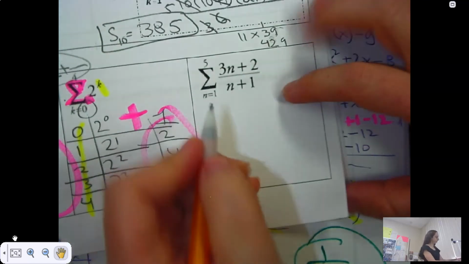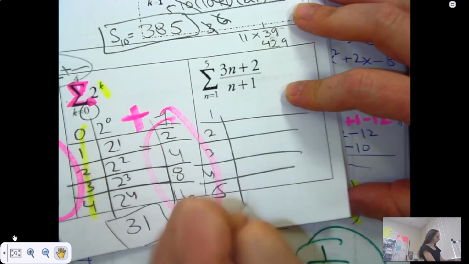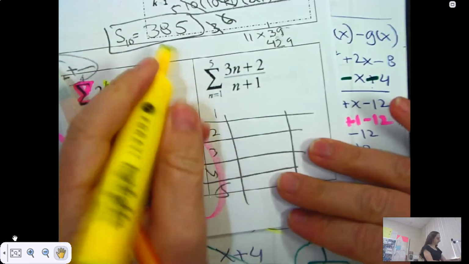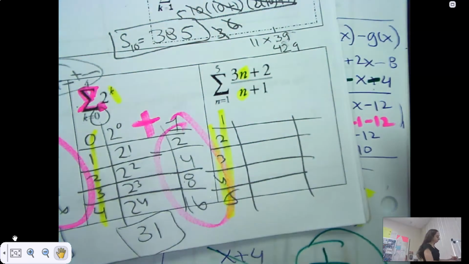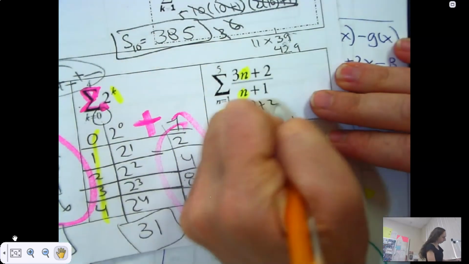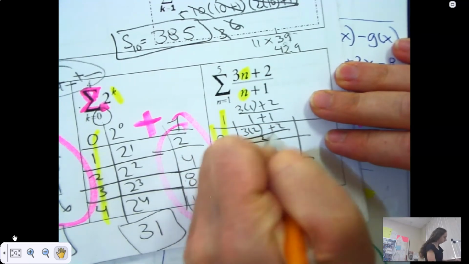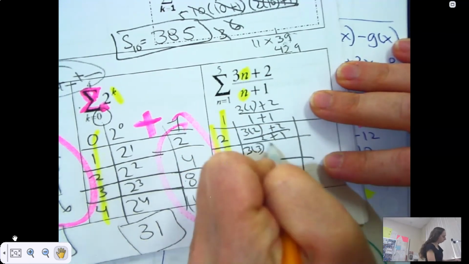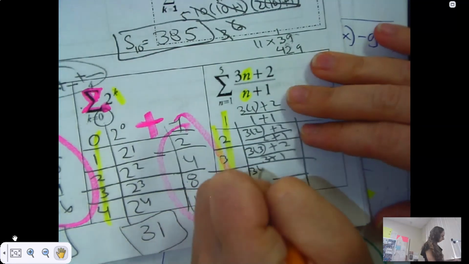All right, last one on the page. 1, 2, 3, 4, 5. This time I'm going to take these, plug it in here. And hopefully you're just doing this yourself. You're not just copying everything down because honestly, it's just better for your brain. And you don't need to copy it down. You know how to multiply. You know how to add.